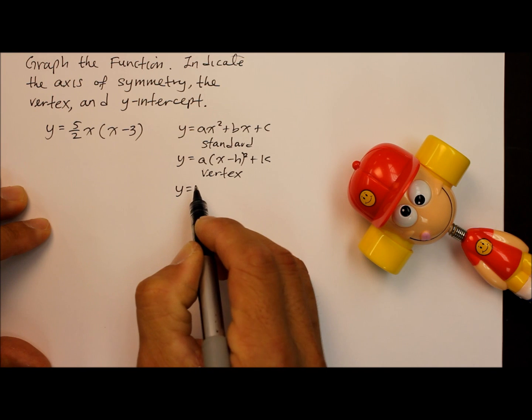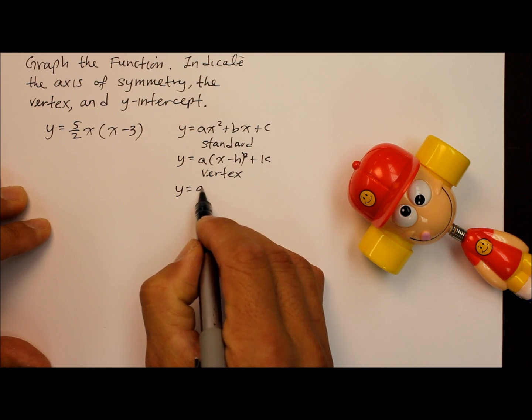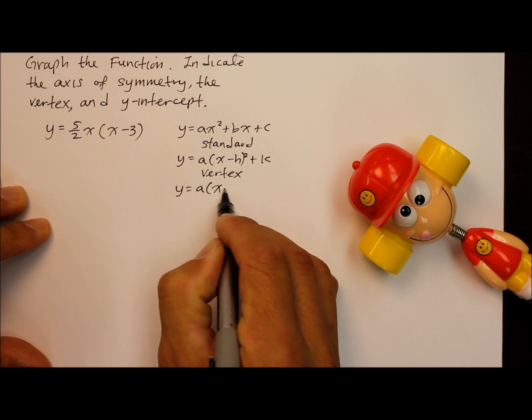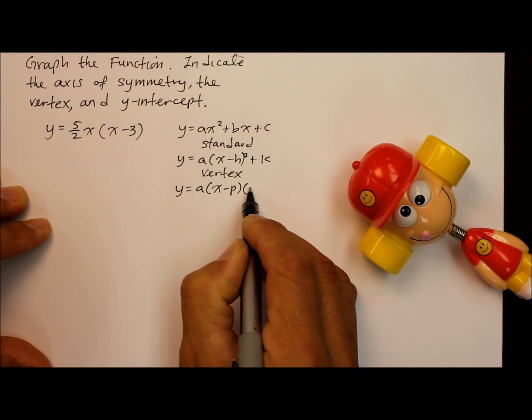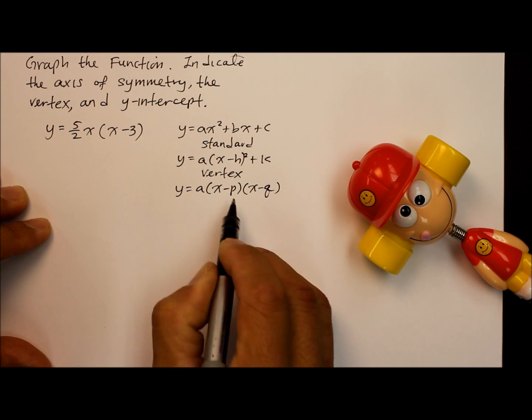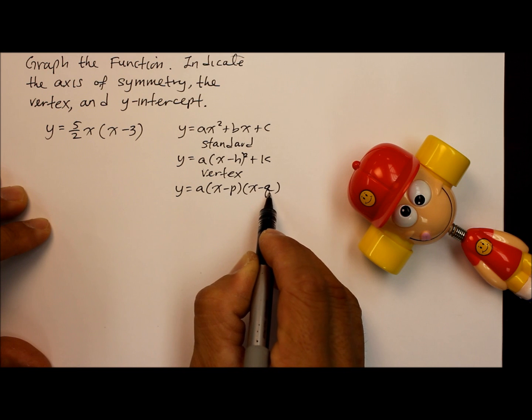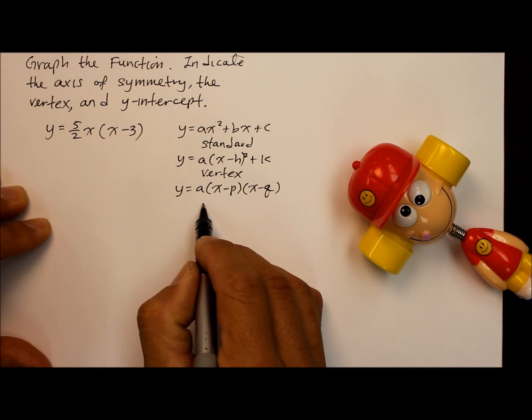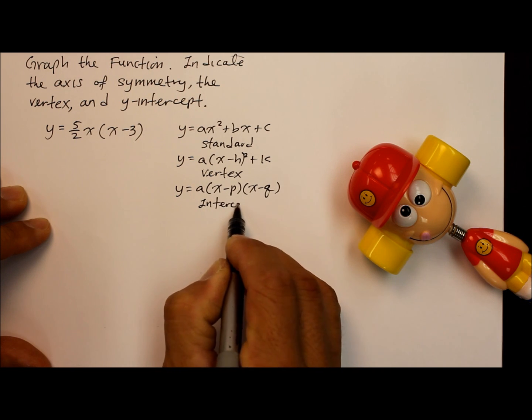And the third one we discussed was called an intercept form, recognized as a times the quantity of x minus the p times the x minus the q, where the inverse of the p and inverse of the q, they represented the two x-intercepts, and this was called the intercept form.